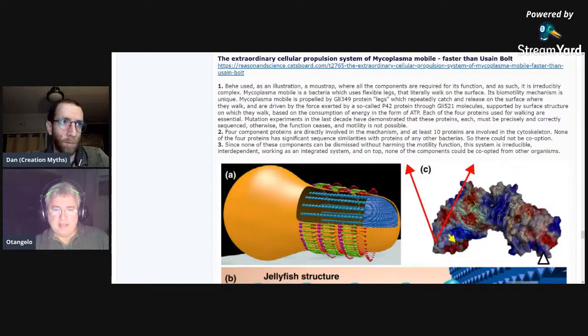Mutation experiments in the last decade have demonstrated that these proteins each must be precisely and correctly sequenced, otherwise the function ceases and motility is not possible. 4 component proteins are directly involved in the mechanism, and at least 10 proteins are involved in the cytoskeleton. None of the 4 proteins has significant sequence similarities with proteins of any other bacteria, so there could not be co-option. And since none of these components can be dismissed without harming the motility function, this system is irreducible, interdependent, working as an integrated system, and on top, none of the components could be co-opted from other organisms.